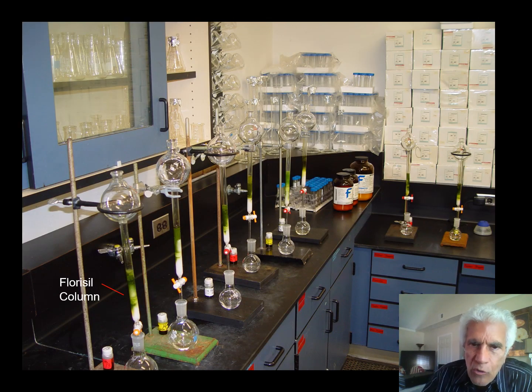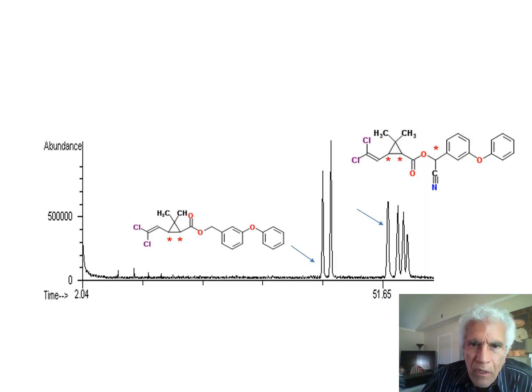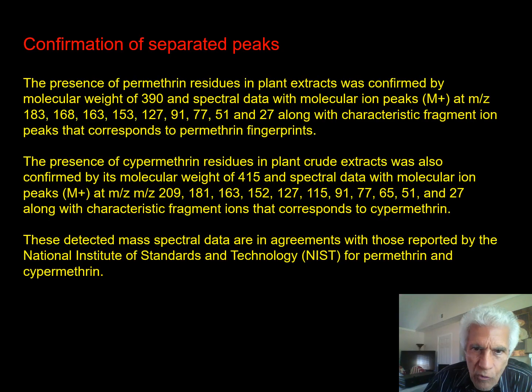As you can see here, we used an open glass chromatographic column to purify the extracts from the plant pigment. You see here that the cis and trans isomers of permethrin are clearly separated, and the isomers of cypermethrin can also be easily separated and quantified based on that chromatogram. Confirmation of the peaks was done using GCMS.